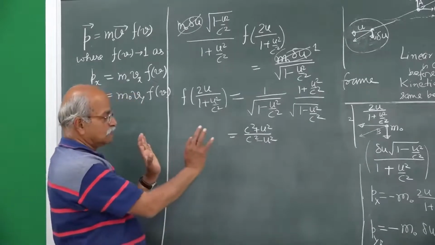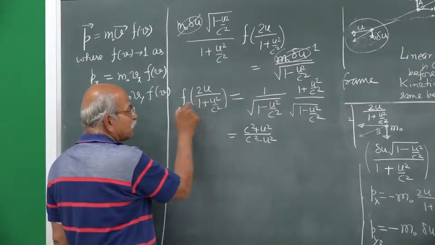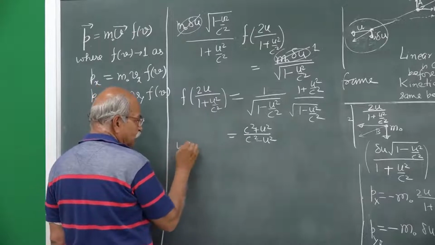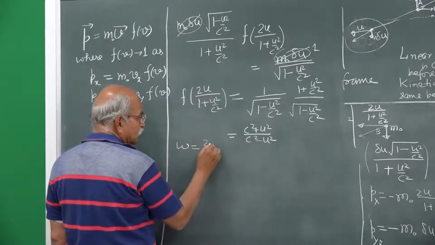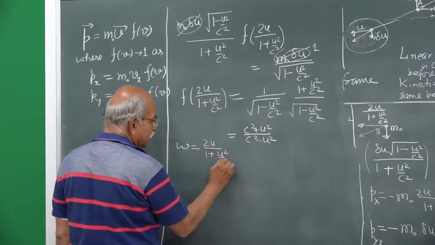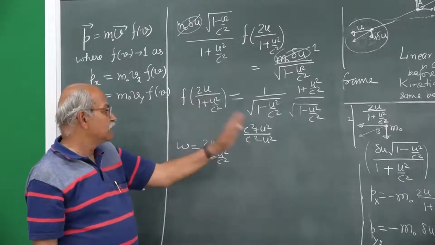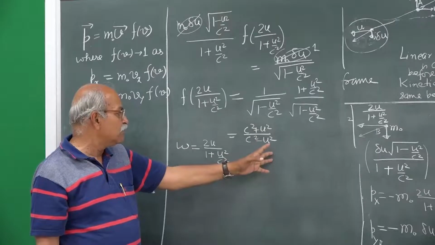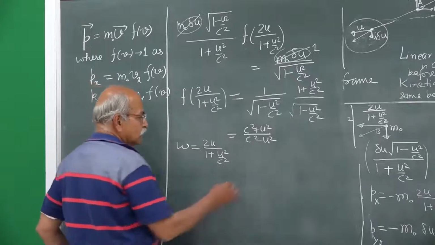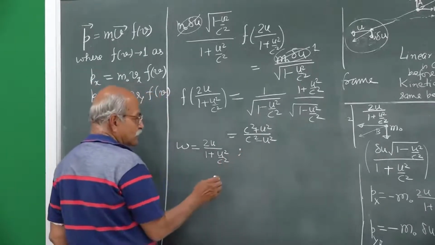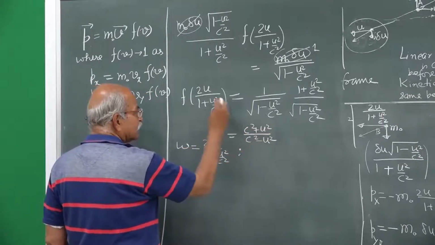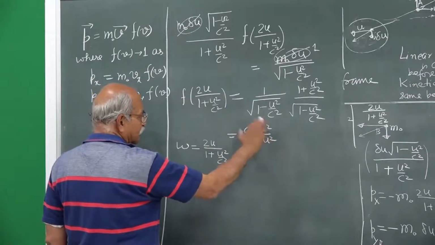Now, we have some concrete result with us about this functional form f, and if I call this whole thing w, let us call w equal to 2u by (1 + u²/c²), so that this becomes f(w). If I can write this as a function of w, I know what the functional form is, and it is a very simple one, and I just do the shortcut. From this equation you can write u as a function of w, and then you can put that here, and this is f(w) in terms of w.